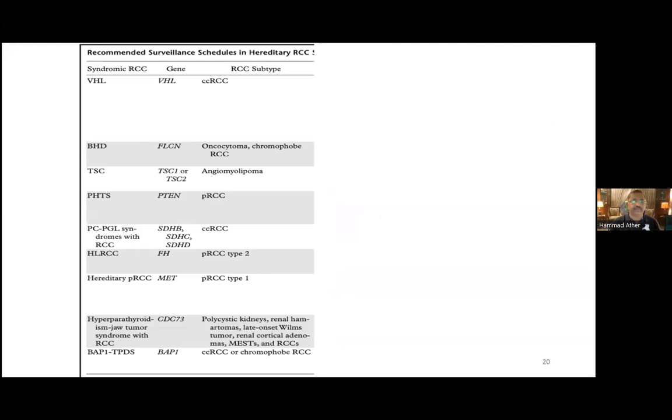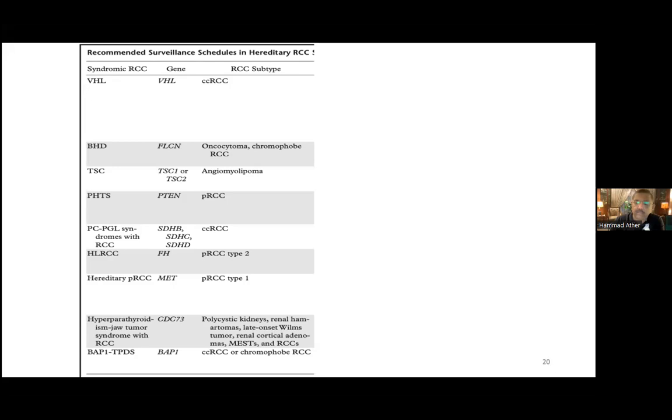This is a very famous diagram that you may have seen in various papers about various hereditary conditions or genetic alterations or mutations which can result in RCC. The von Hippel-Lindau disease is very well known, which is because of the VHL gene, and it typically results in clear cell cancers. Birt-Hogg-Dubé syndrome, again, is a very typical condition, not a very frequent thing, but it has a genetic transmission with the folliculin gene. The tuberous sclerosis complex results in angiomyolipomas. The PHTS, which is due to the PTEN gene alteration, and Xp11.2 renal cell cancers are also some of the examples.